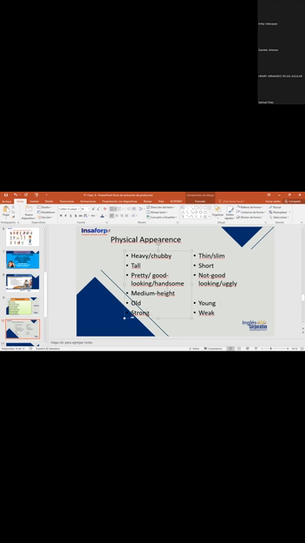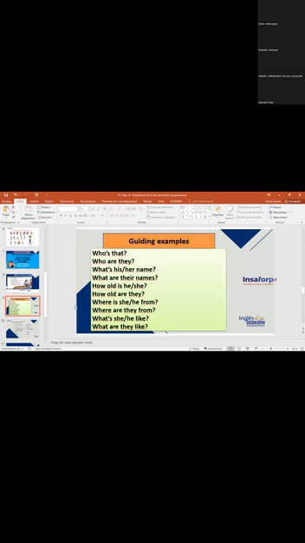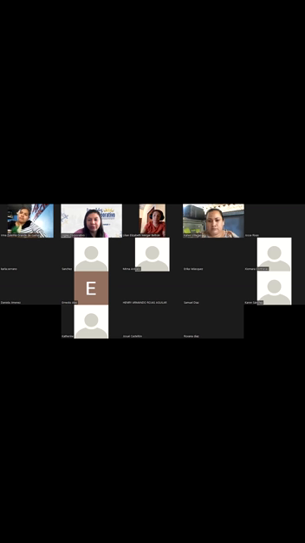Okay, so we have strong and weak. Strong, fuerte, weak, débil. Okay, so now guys, you will remember, talk about your family. So I will assign you in groups. You need to be ready with your picture because you are going to show your picture.